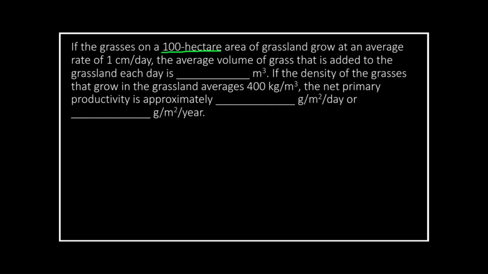If the grass is on 100 hectare acre area of grassland, grow at an average rate of 1 centimeter a day, the average volume of grass that is added to the grassland each day is what? Okay, so let's start with that. We're given 100.